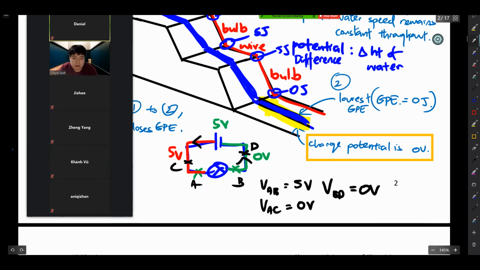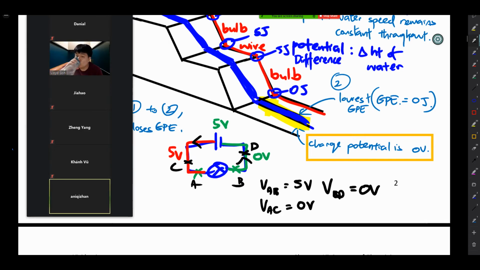Because B is on the green path, D is also on the green path. As long as you're on the green path, your potential is 0, because your energy has been used up by the light bulb. Because A and C are on the red path, as long as you're on the red path, your potential is 5, because no one is using your energy yet.